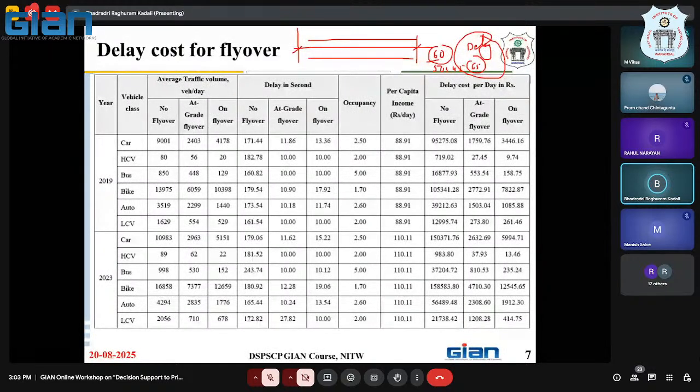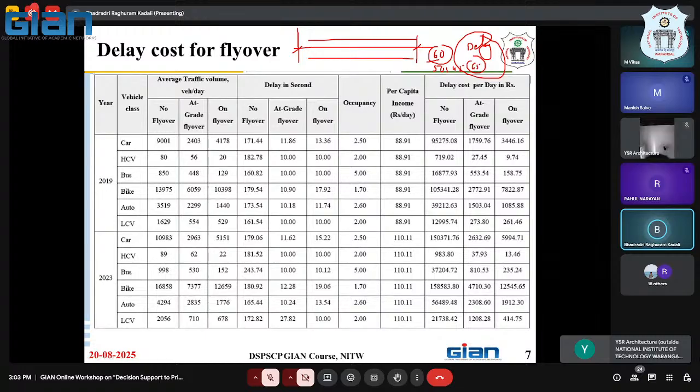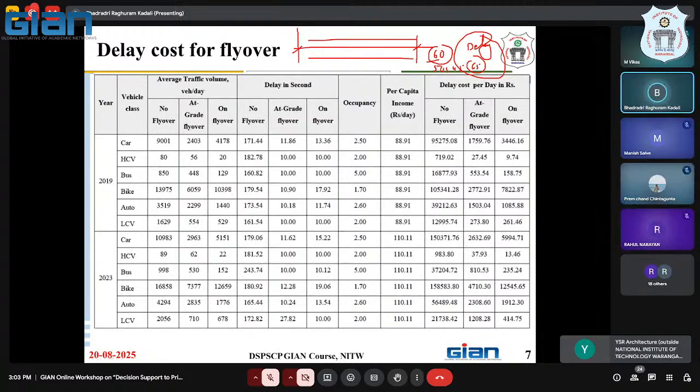So in all the cases we have done, we finally took the average delays on the section. Then we have the occupancy, then we have the per capita income. So then we have the formula for the delay estimation, or delay saved estimation, the same scenario as what we have for the travel time estimation.